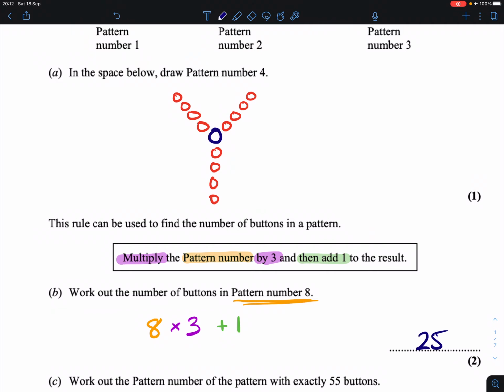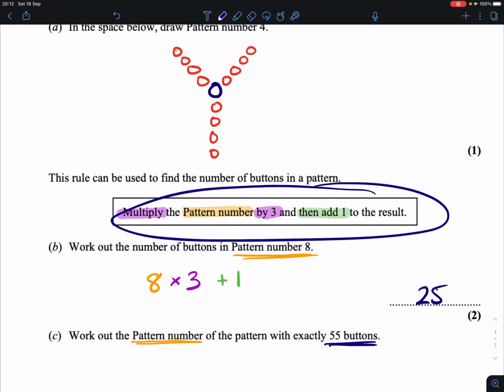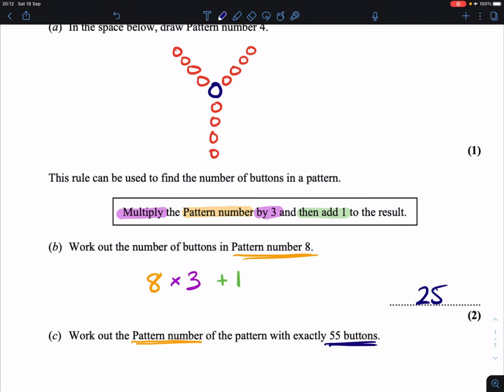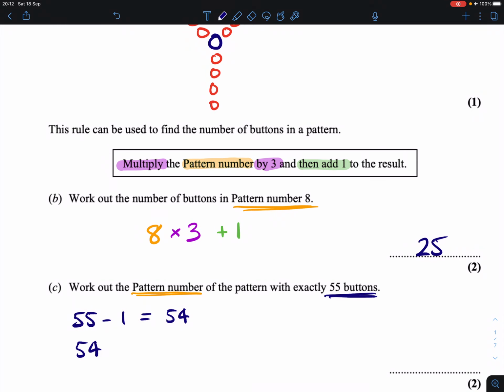What we then have for part C, work out the pattern number. So this is asking us for the pattern number when we know we have 55 buttons. Well, here we've got to go backwards. So based on this, instead of multiplying by 3 and then adding 1, if we go the opposite way, we're going to take away 1 to begin with and then divide by 3. There's more than one way of setting this out, but if we just follow that rule backwards, we take away our 1 to get 54, and then we divide by 3, that gives us 18. 18 is the pattern number.